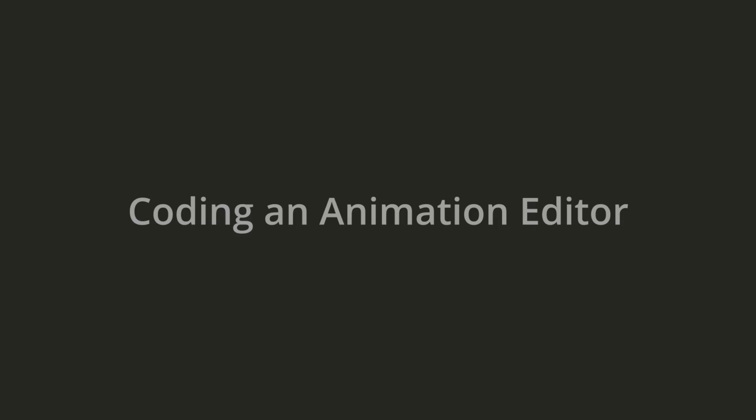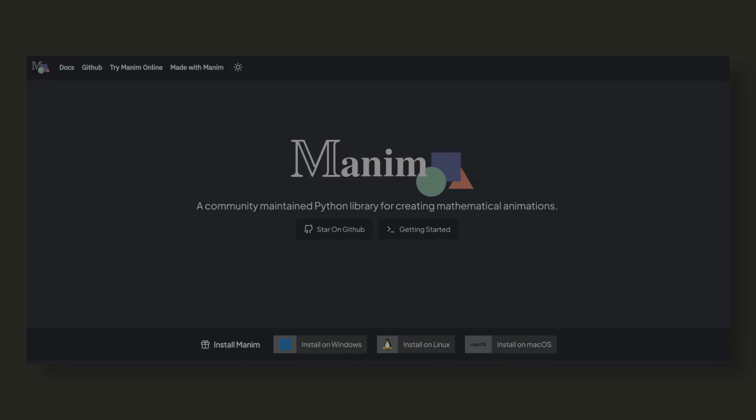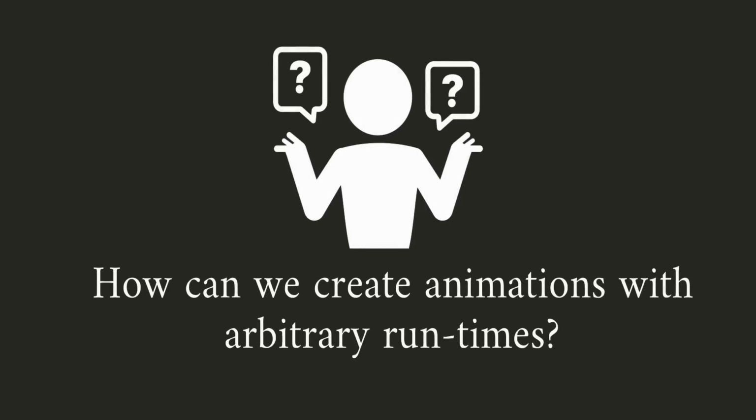So I decided that I would create a video editor that does everything Manim does, but in real time. And I would also fix that bug I ran into. How do you create a video editor that can animate anything?